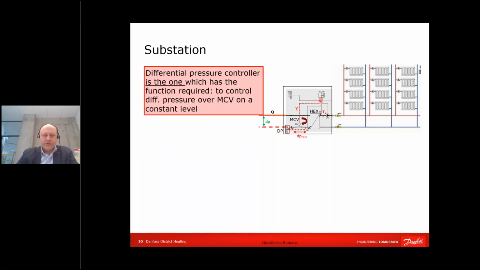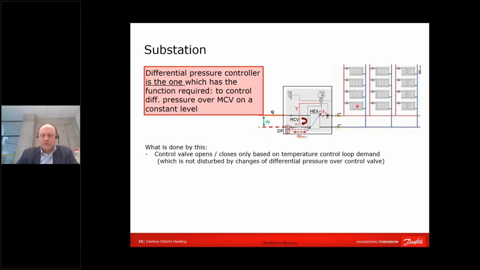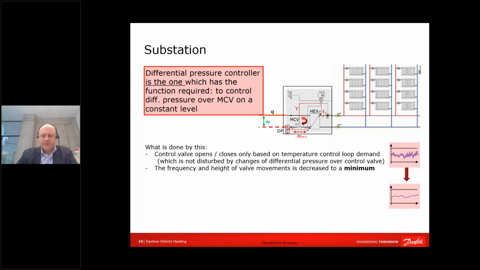The differential pressure controlling valve is the one which is helping to keep constant delta P across the motorized control valve to keep stable conditions. And what is done by the differential pressure control valve? The motorized control valve is opening and closing only on the temperature change demand, and it's not disturbed by pressure fluctuation. The wear and tear or movement of a valve is saved, so it might last longer.